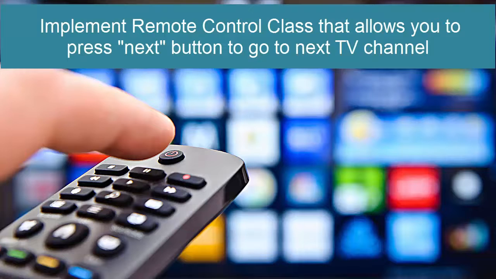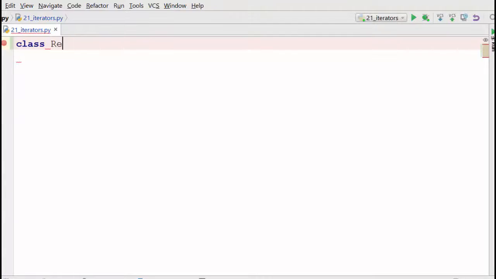So now let's go ahead and implement our own iterator class. Let's say you want to design a remote control class where, when you press a next button, it will give you the next channel on a TV. So in order to implement that class, we will first write a simple class called RemoteControl.